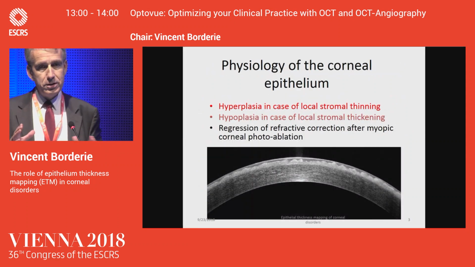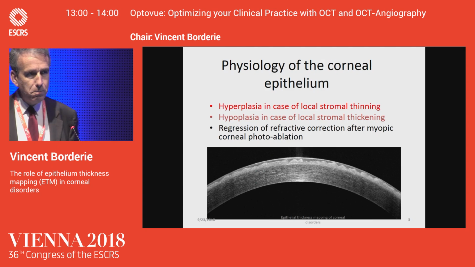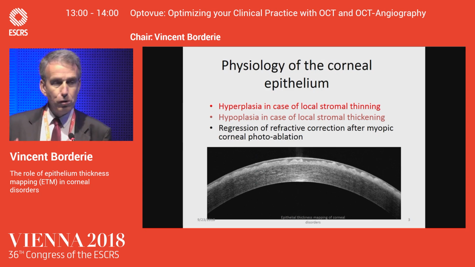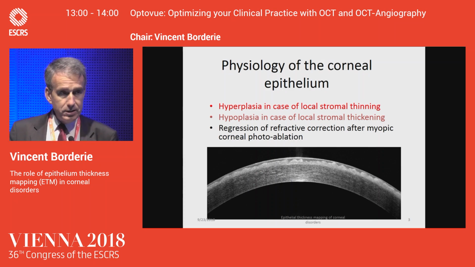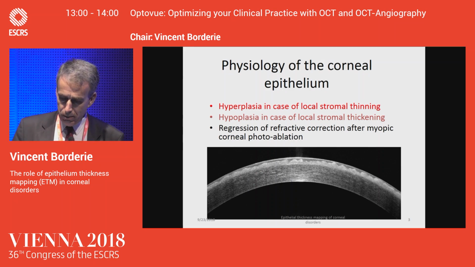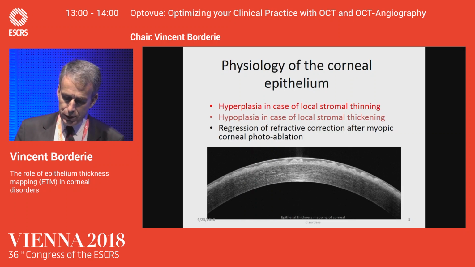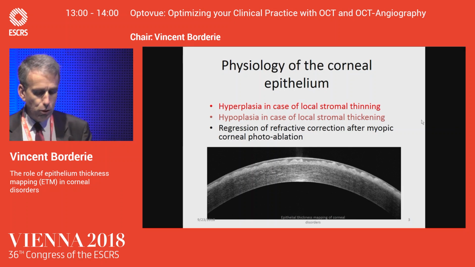When we look at the epithelial map, we have to keep in mind a key feature of the corneal epithelial physiology. That is, the corneal epithelium will get thicker in case of local stromal thinning and thinner in case of local stromal thickening. And that's why we may have regression of refractive correction after myopic corneal photoablation.